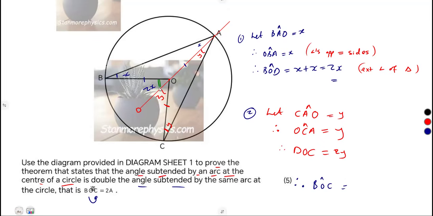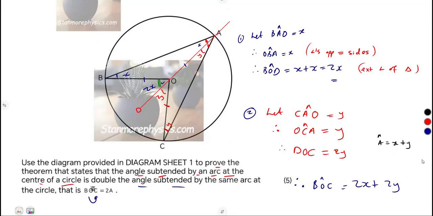So we can add them, the 2x representing BOD and the 2y representing DOC. So that is it. Remember, we want to prove that angle BOC is twice angle A, where angle A, we know, is given as x plus y from what we introduced. So it's x plus y.